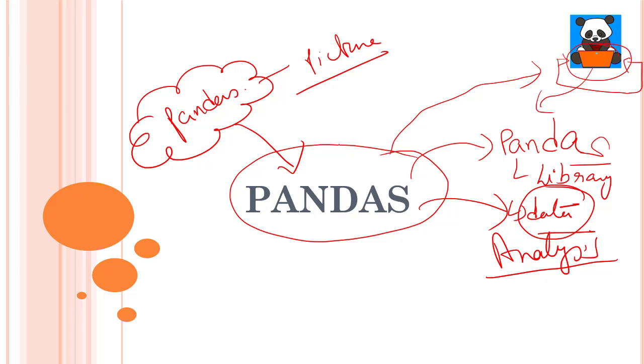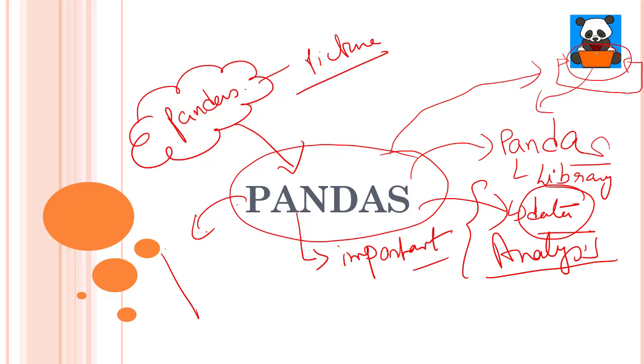As we said, the panda is a cute animal. In the same way, in the Python programming language, Pandas plays an important role in working with data analysis. So let's think a little bit about the history of Pandas: how it started, how it worked, why it came to the picture. Basically, it came to the picture to work with data in a tabular format.